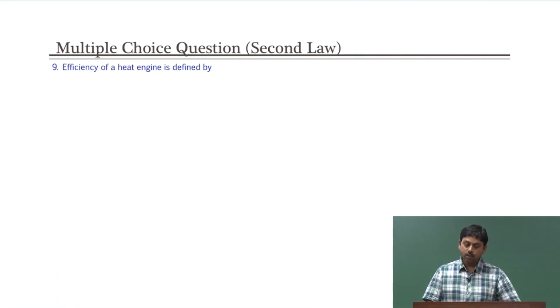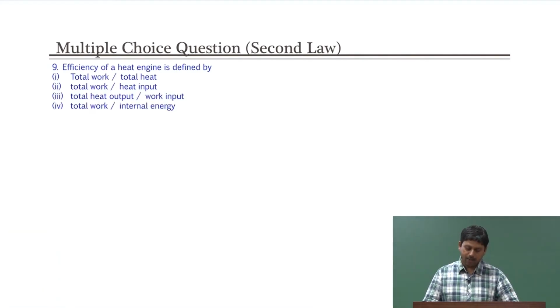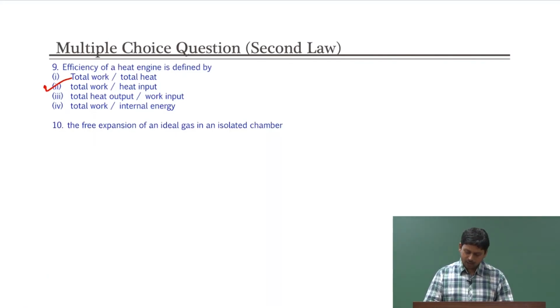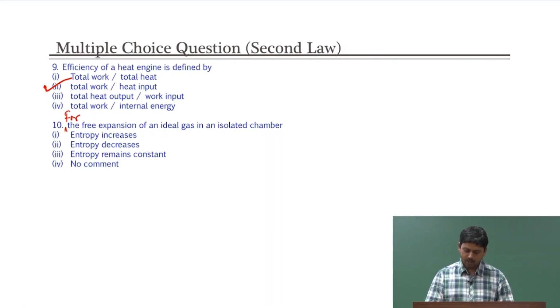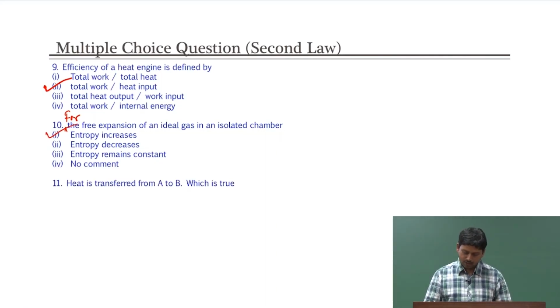Continuing with the multiple choice question, efficiency of a heat engine is defined by, this is very important to remember, that it is always work output by heat input. So, option 2 is right. The free expansion of an ideal gas in an isolated chamber, what will happen? Entropy increases, entropy decreases, entropy remains constant, and no comments. So, of course, entropy increases will be the right answer, because it is free expansion, it will fill the volume.